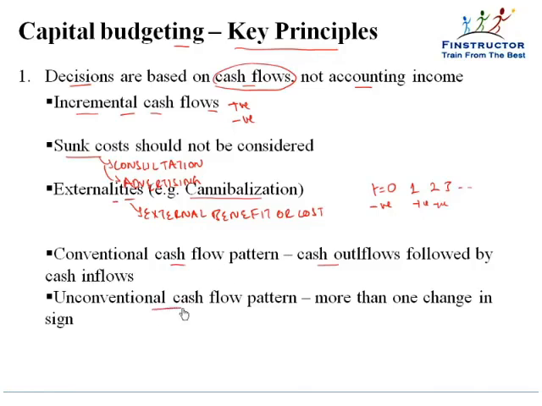In an unconventional cash flow pattern, there is more than one change in sign. So t equal to 0, I may have a negative cash flow. Then for 2 years, we have positive cash flows. And year 3 and year 4, again, we have negative cash flows. And then again, we have positive cash flows, would be an unconventional cash flow pattern. So that is the first principle, that is, decisions should be based on cash flows.